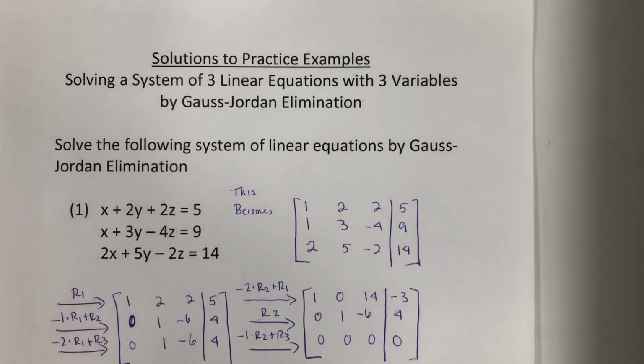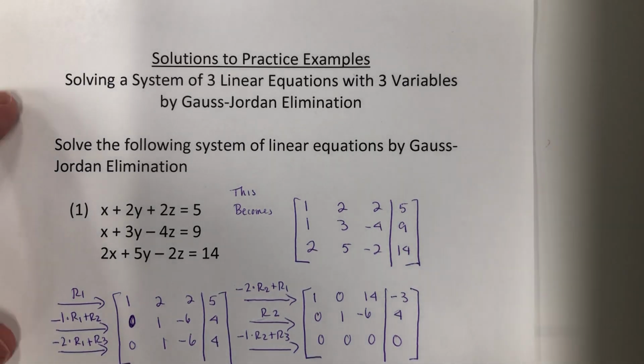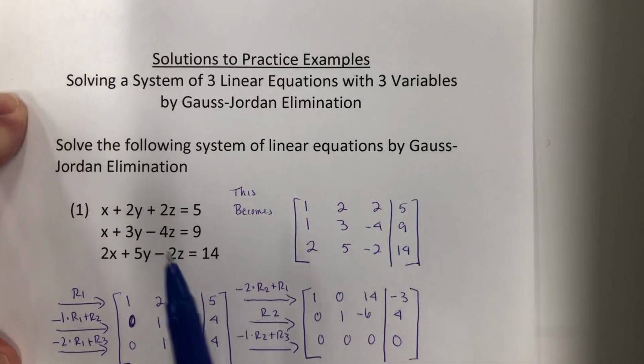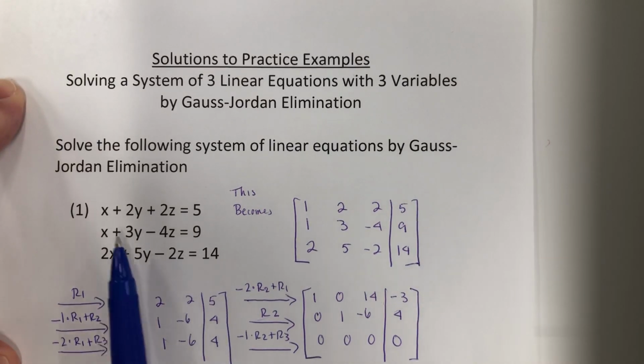In this video, we're going to look at the solutions to the two practice examples we were given in our last video. Both of them involve a system of three linear equations and three variables, and we're going to do them both by Gauss-Jordan elimination. Okay, so the first example for our practice problems comes about in this way.